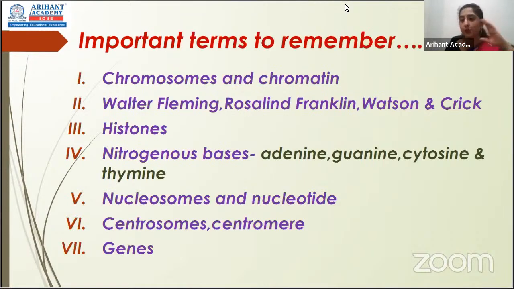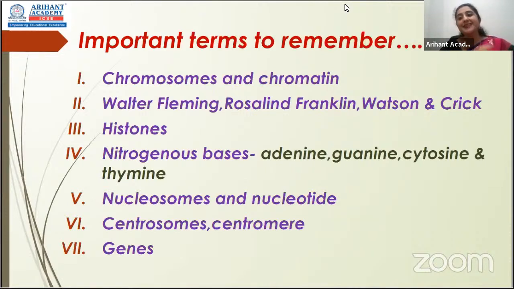Nucleosomes, octamer of histone with DNA. Nucleotide, one phosphate, one ribose, one nitrogenous base, joining together to form a gene. What is it joining together with? Weak hydrogen bond. Centrosome, the structure which plays an important role during cell division when the centrioles duplicate. Centromere is the region on the chromosome which holds the chromatids together. Gene is the unit of heredity. So this was a very quick take home that you're going to take from this chapter.